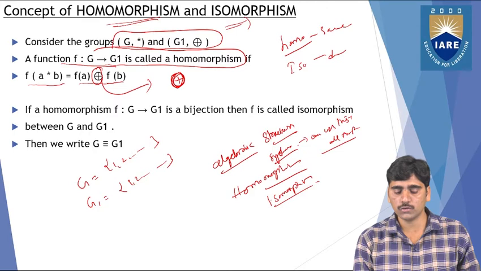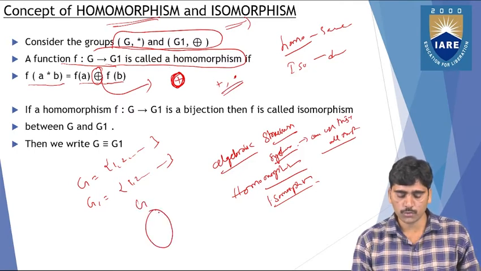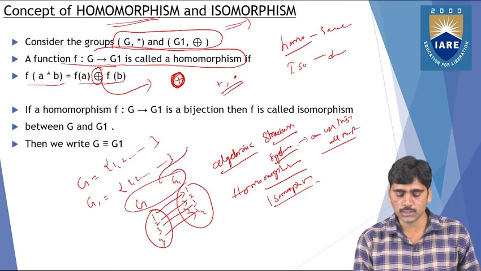So it indicates both the plus operation as well as the dot operation. Suppose G is a group that has the elements 1, 2, 3, 4, and G1 also has the same 1, 2, 3, 4. Then each and every element of one group matches with the other group. Then it is said to be a homomorphism.